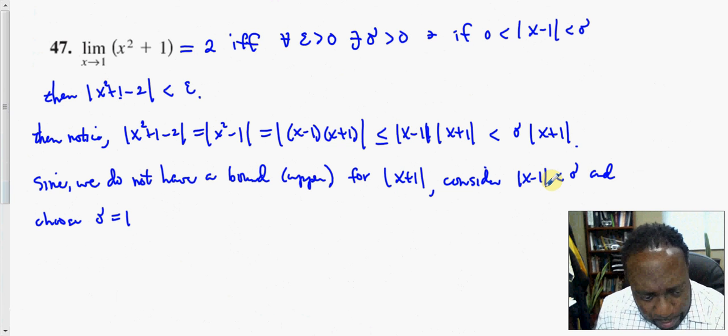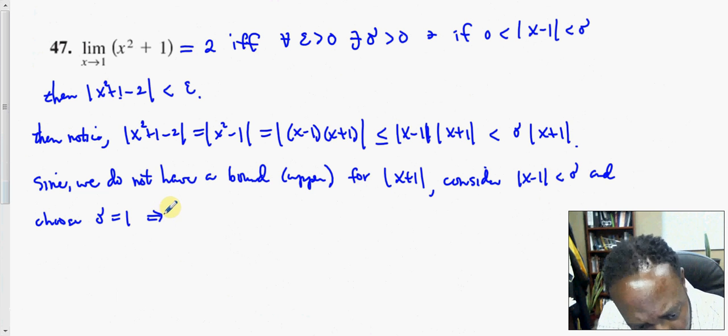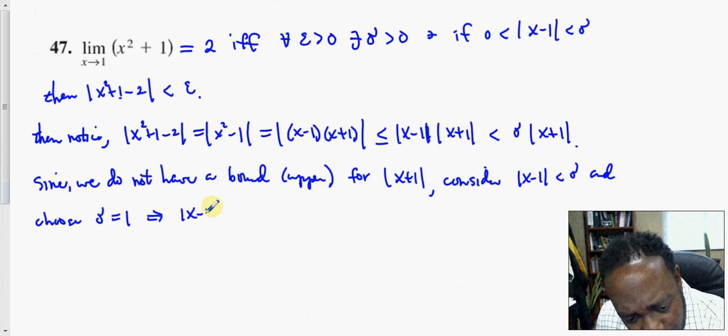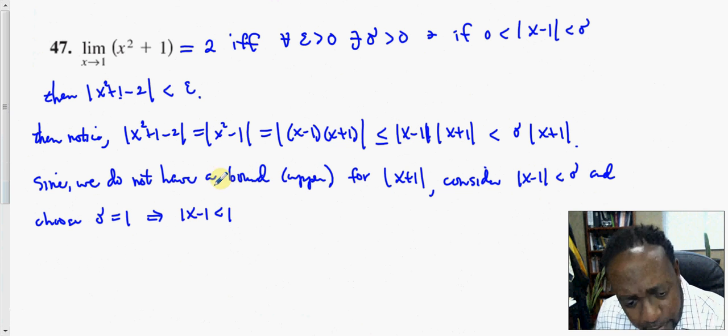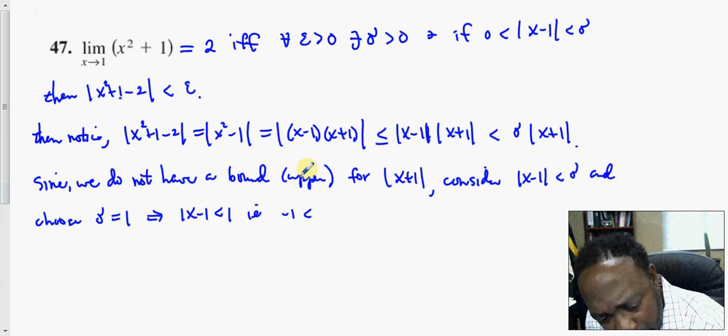And when we get to the end of this proof, we include in the selection of delta that there's also a choice that delta can equal 1. So we choose delta to equal 1. So this implies that the absolute value of x minus 1 is less than 1. By definition, this is negative 1 less than x minus 1 is less than 1.